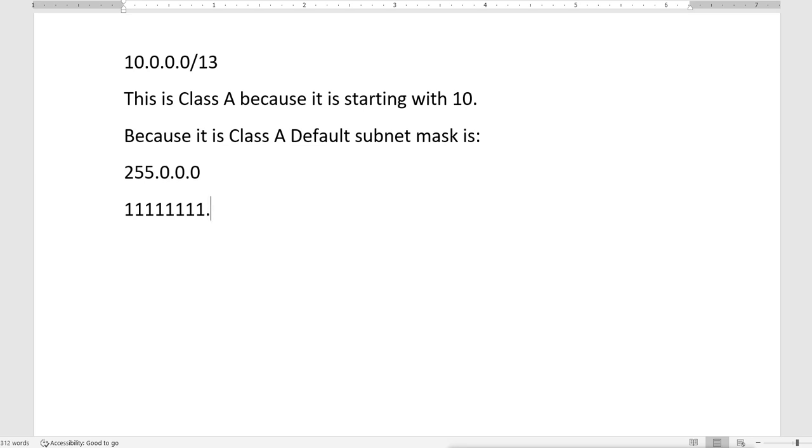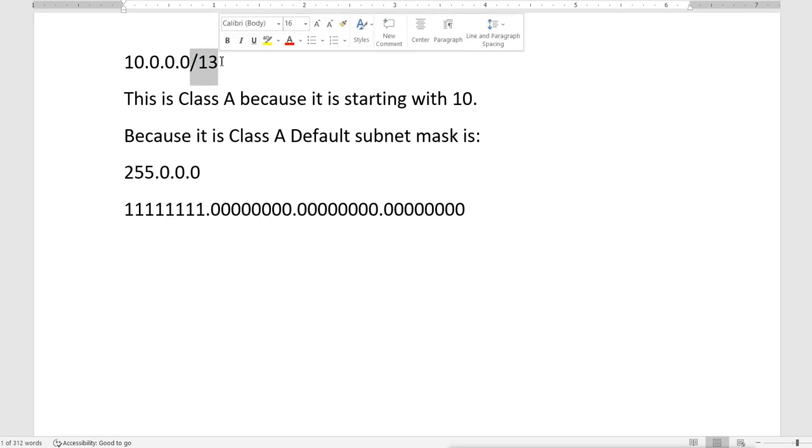The rest of all the bits are for us: 1 2 3 4 5 6 7 8 dot 1 2 3 4 5 6 7 8 dot 1 2 3 4 5 6 7 8. The total number of host bits we have here is 24. Now, if it were saying /8, that means there is no subnetting here. It is the simple class A network. But it is saying /13. That means it has some extra bits.